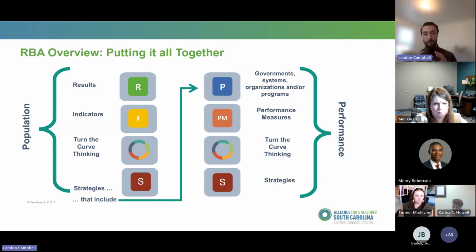So those are the ones that you're actually going to be fully responsible for as a program or as an organization, and so forth. And the turn the curve activity is usually performed at least twice when going through the population to performance accountability, and you'll end up with an action plan that should be feasible based off of your specific capacity and resources and who's at the table.